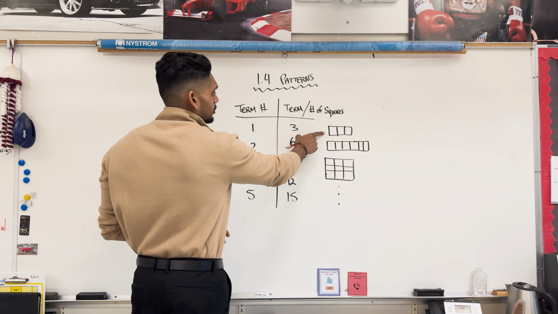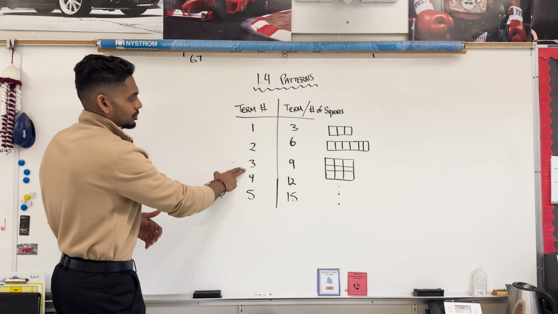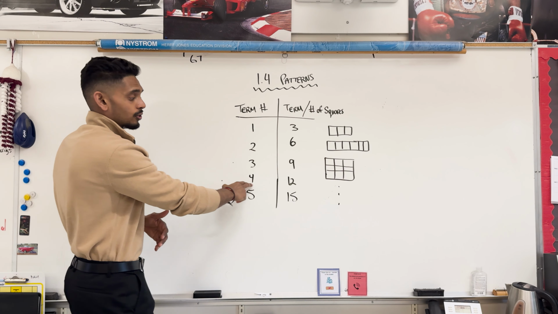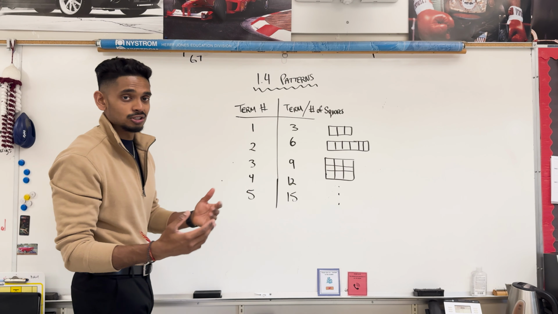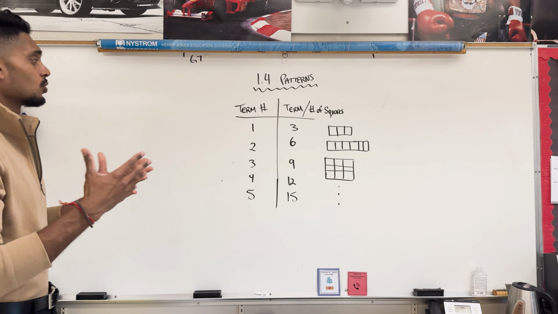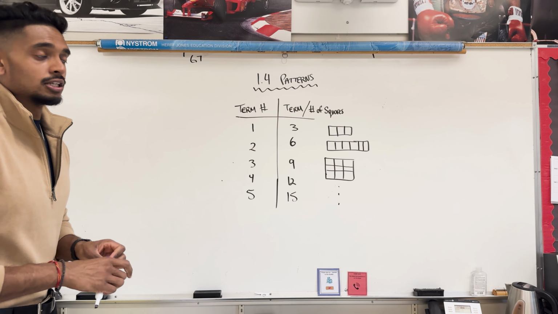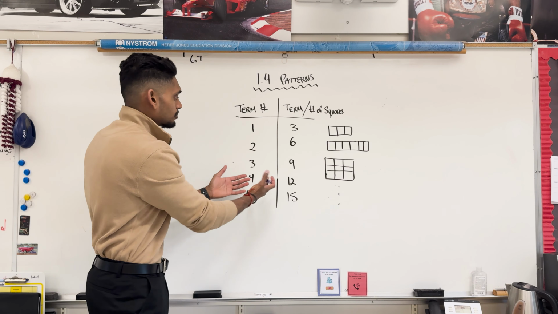So for figure 1, which is this, that's 3 squares. Figure 2 is gonna have 6 squares. Figure 3 has 9 squares. Figure 4 has 12 squares. I didn't draw it because that's too many squares. And figure 5 has 15. I'm lazy, I didn't draw it. What's the whole point of this, Mr. Ram? Well, let me tell you. The whole point of this is to create an algebraic expression from this table.